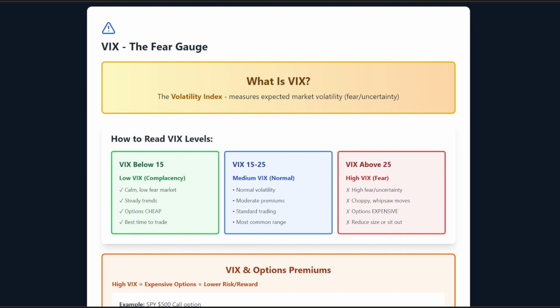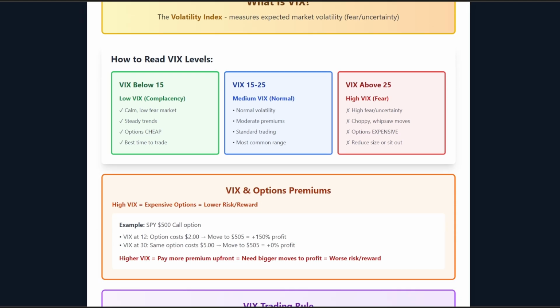So VIX is the fear gauge, guys. What is VIX? VIX is the volatility index. It measures expected market volatility, otherwise known as fear or uncertainty. Now, how do we read the VIX levels? If VIX is below 15, low VIX, the market's in a very complacent area. It's very calm, there's low fear in the market. You have a lot more steady trends, and options are a lot cheaper. In my opinion, this is the best time to trade, especially for somebody who thrives in a trending market. Whether the trend is up or down, we thrive on trending days. And when VIX is low and the market's bullish, like pretty much all of April up until around September.